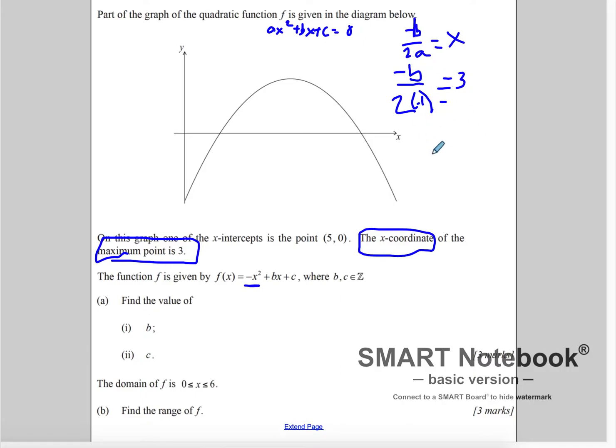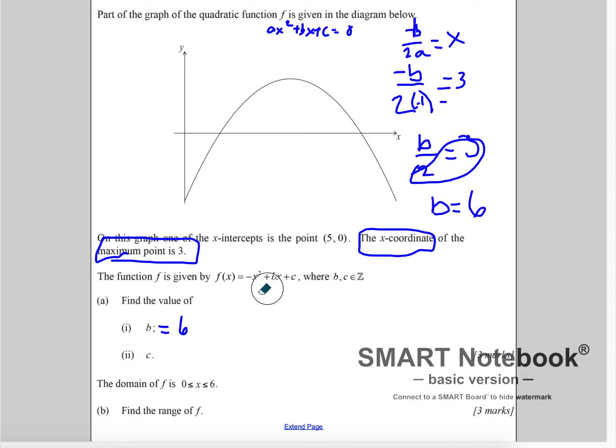So the negatives are just going to cancel each other out there. Negative divided by negative is a positive. And I'll end up with 2b over 2 is equal to 3, right? And then I'm going to cross multiply to get b by itself, and I'll be left with b is equal to 6. So for this value down here, b is equal to 6.